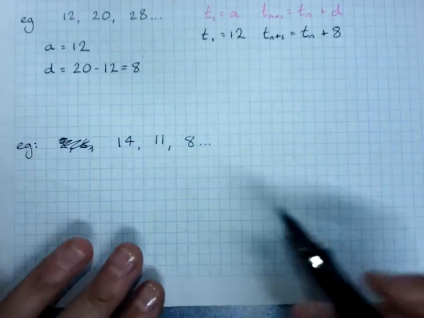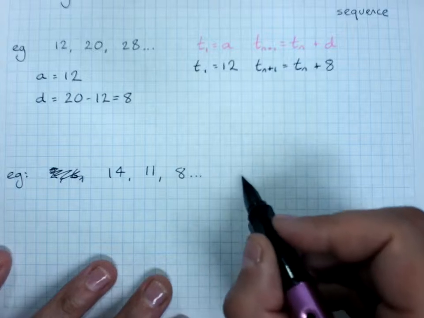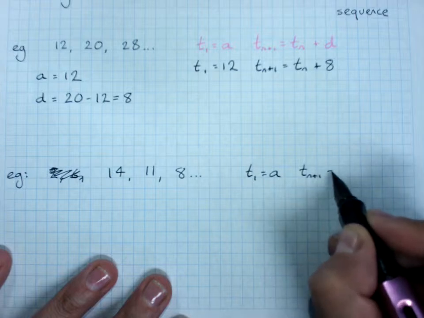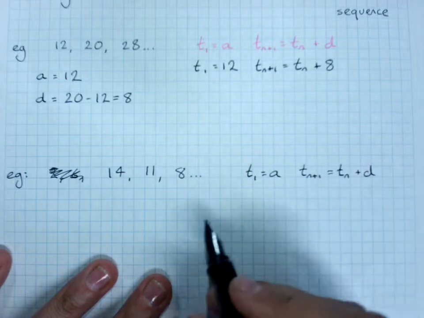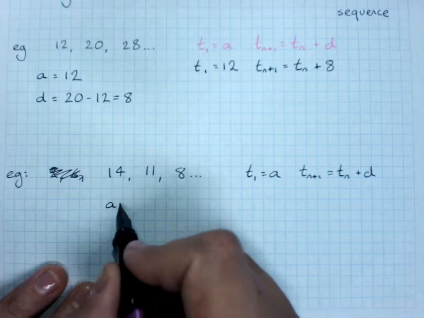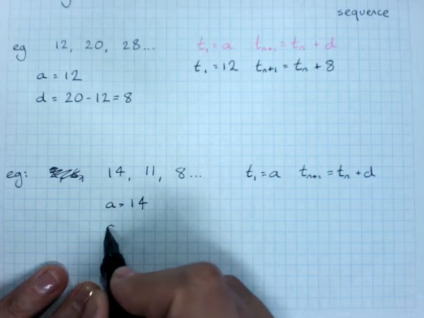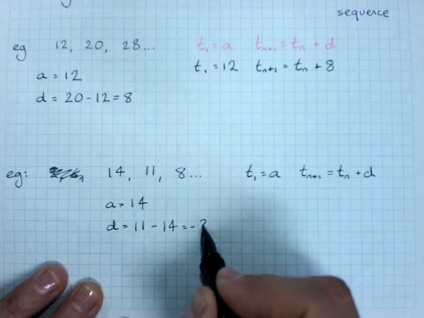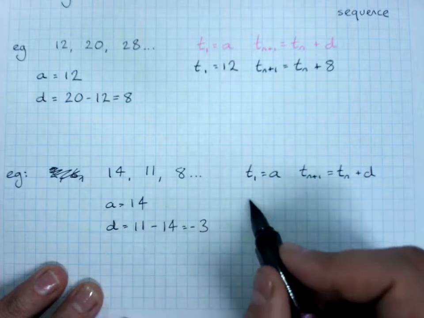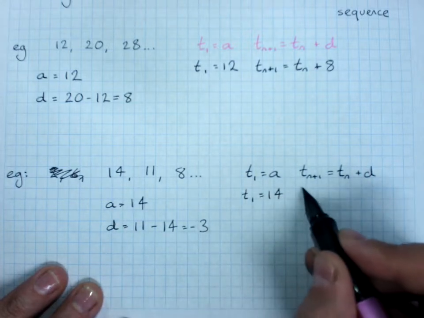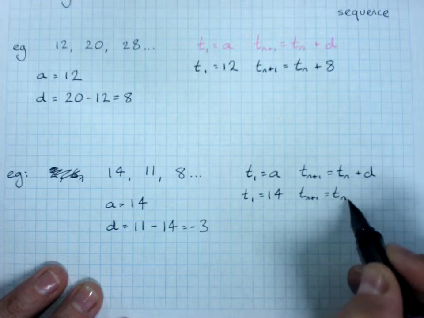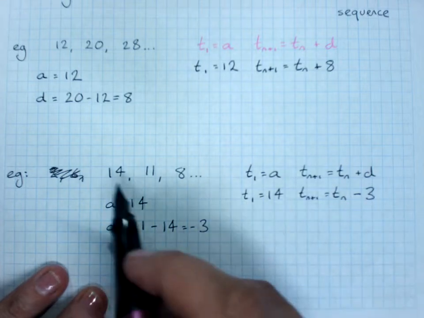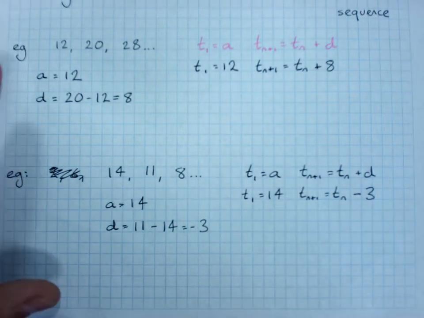So this one here, write the formula for an arithmetic sequence. T1 is A, Tn plus 1 equals Tn plus the common difference. Find A, the first term. Find the common difference. 11 minus 14 is -3. Substitute in these values. T1 is 14. Tn plus 1 is Tn minus 3. So that's it. That's the rule for an arithmetic sequence.